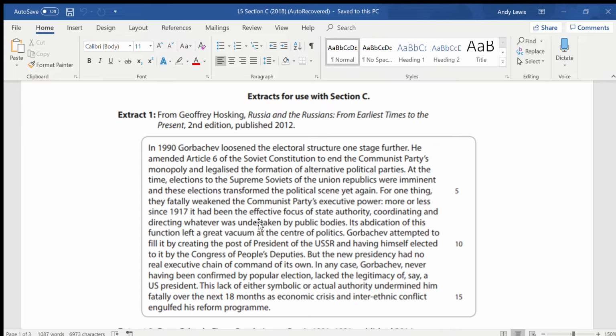So here's two extracts. One from Hosking focuses predominantly on Gorbachev's political reforms, and you'll often find this. There'll be one source that primarily focuses on the factor in the question. So in this case, there's quite a few different interesting quotes. Talks about the election to the Supreme Soviets of the Union Republics. You've got the creation of the post of president of the USSR, the fact that Gorbachev never won an election. So there's quite a few different things there.